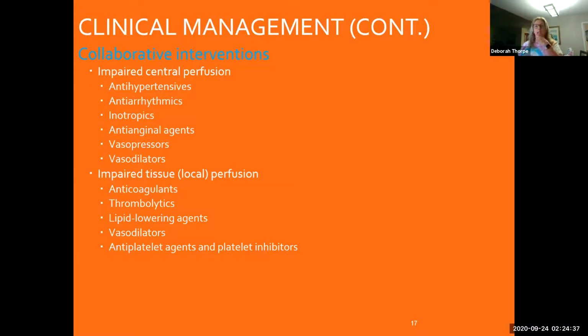When would these collaborative interventions actually be used? So, sorry, just one second here. Antihypertensives, antiarrhythmics, inotropics, I actually did just go through all of these with you already, so you can relook at those.